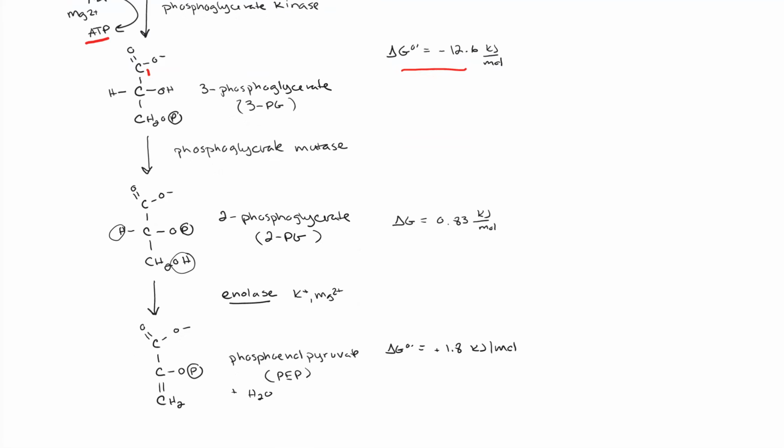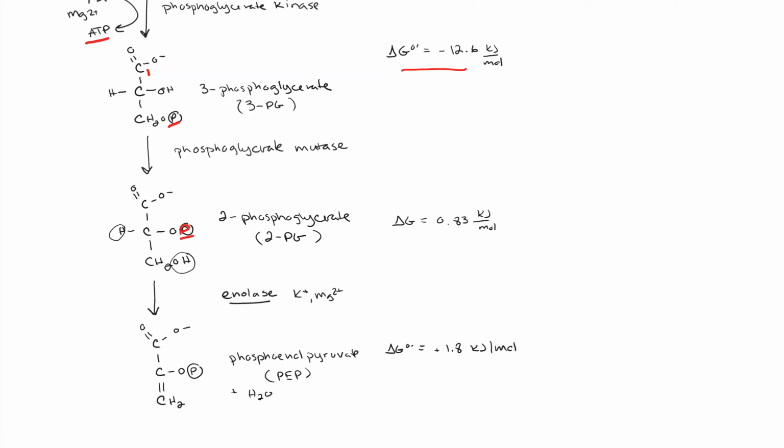Following the formation of 3-phosphoglycerate, 3-phosphoglycerate is going to be acted on by phosphoglycerate mutase, and it's going to form 2-phosphoglycerate. Now, let's lean on the chemical rationale for this particular step a little bit. Why are we moving the phosphate from the 3-carbon to the 2-carbon? Let me draw that in a little bit more clearly.